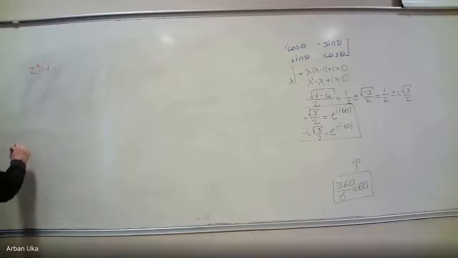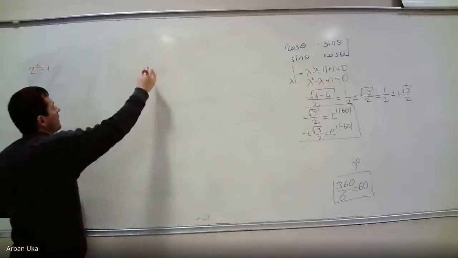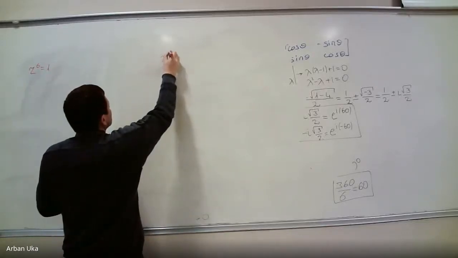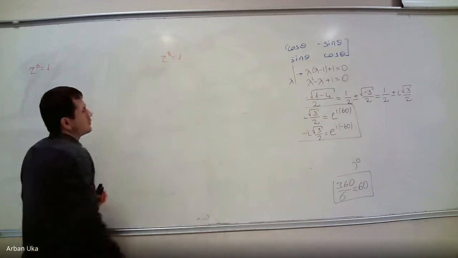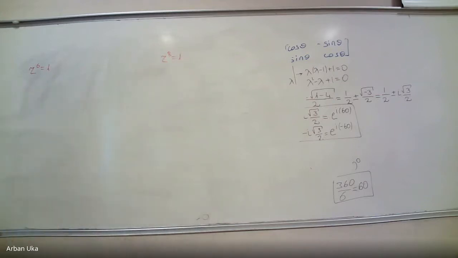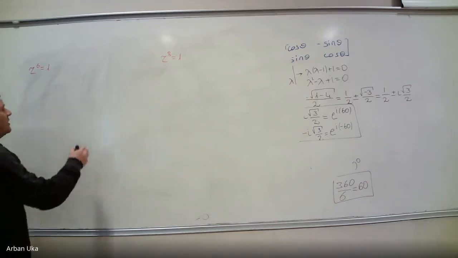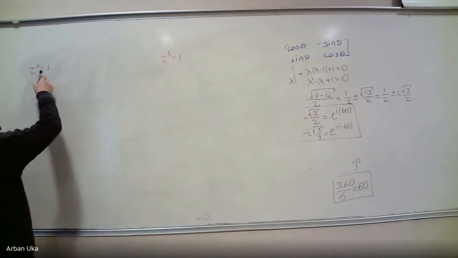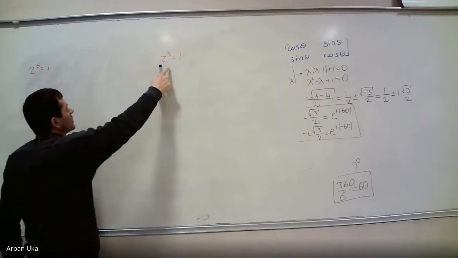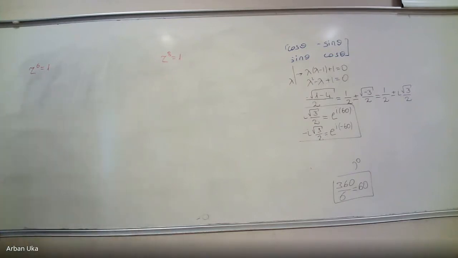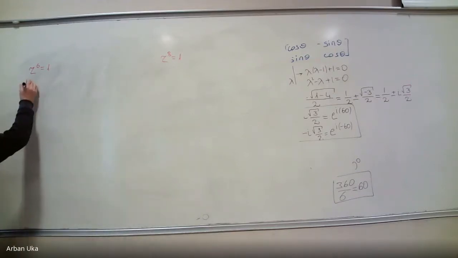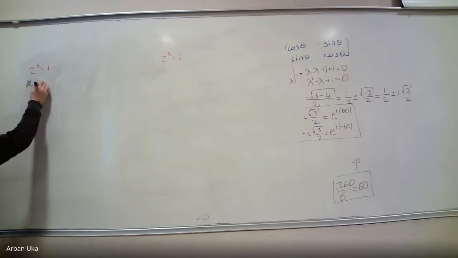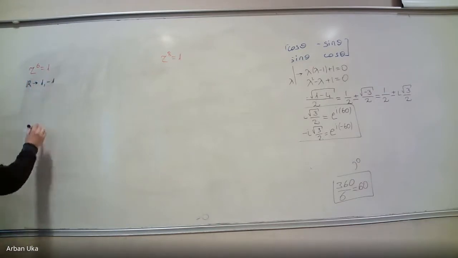z to the power 6 is equal to 1, and z to the power 8 is equal to 1. Let's try to solve these two polynomials. With two polynomials, we expect 6 different roots here and 8 different roots here. The ones that might be obvious, at least in the real number space, are 1 and minus 1.